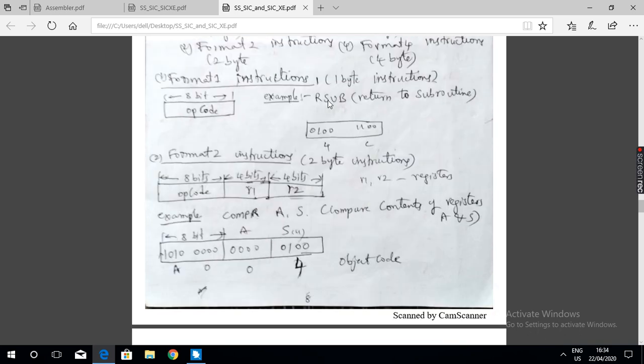For every mnemonic opcode, there is an equivalent hexadecimal value. For RSUB, the hexadecimal value is 4C. Each digit is represented as a 4-bit binary number, so 4 means 0100 in binary. C means 12. For decimal value 10, the hexadecimal value is A; for 11 it is B, and for 12 it is C.